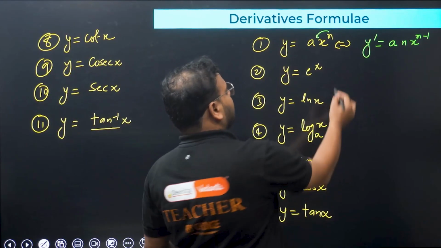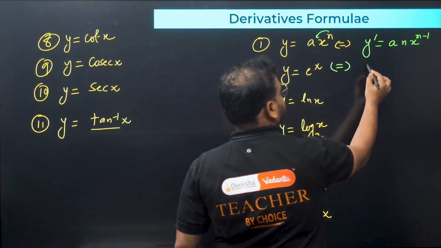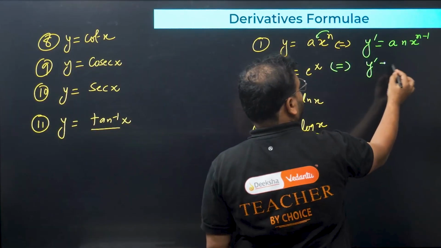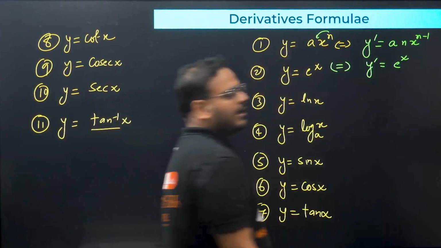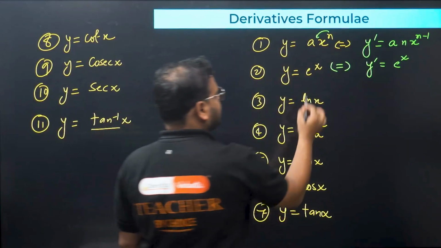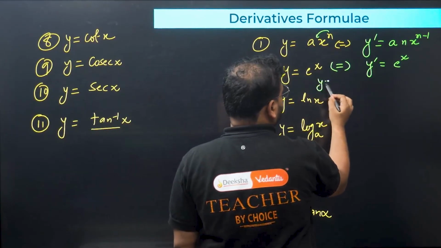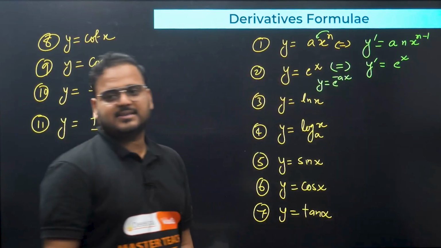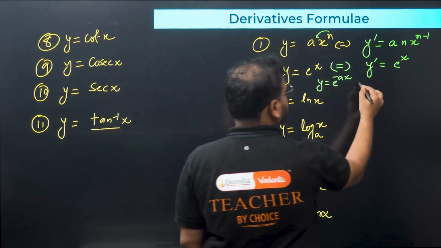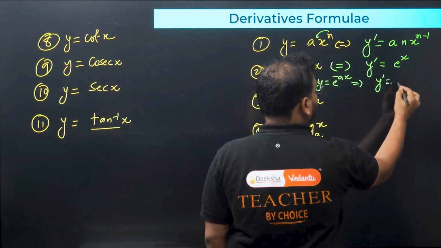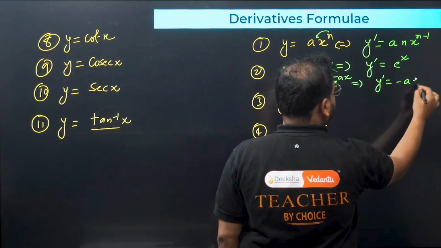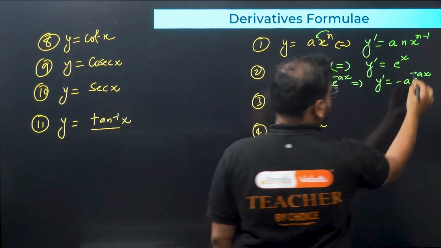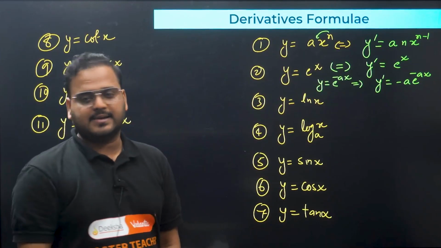For this function, no change, sir. Y dash equals e power x. If I had y equals e power minus ax, then the derivative in this case will become y dash equals minus a times e power minus ax. I hope this is clear.